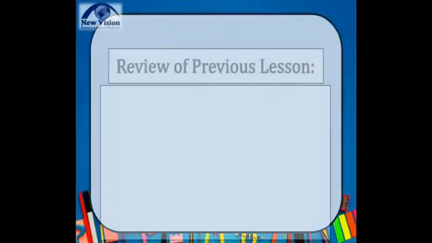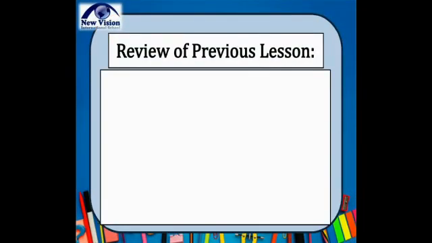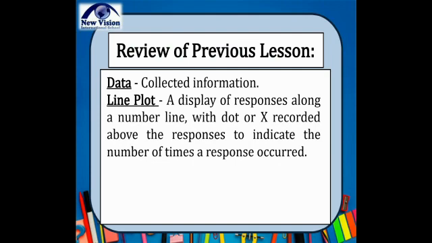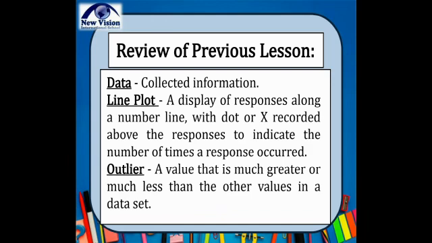Previously, in our last week's lesson, we learned the definition of the following terms: data, which is defined as collected information; line plot, a display of responses along a number line with dot or X recorded above the responses to indicate the number of times a response occurred; and outlier, which is a value that is much greater or much less than the other values in the dataset.